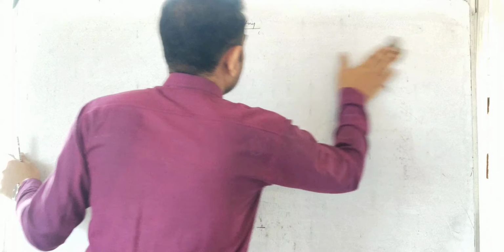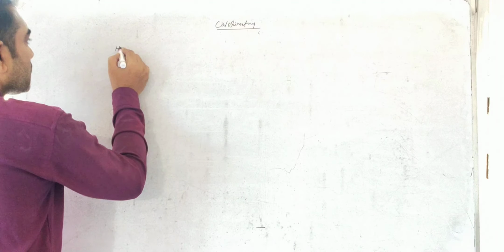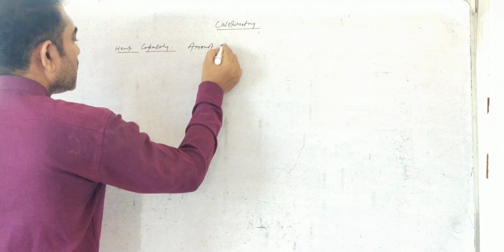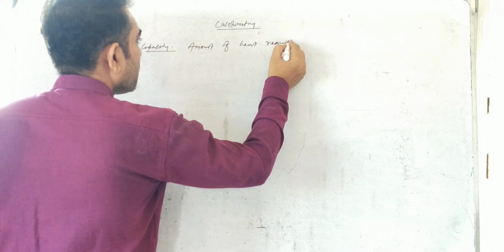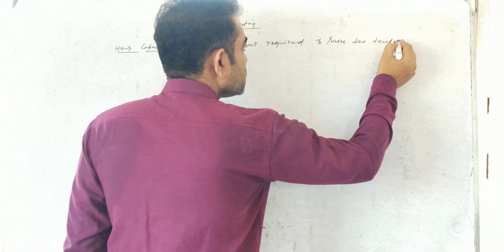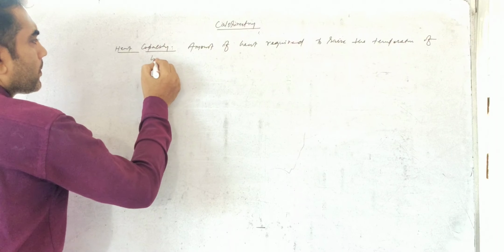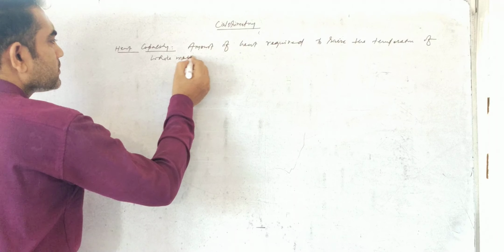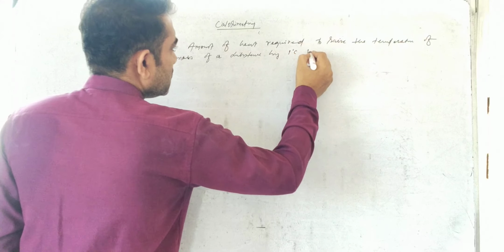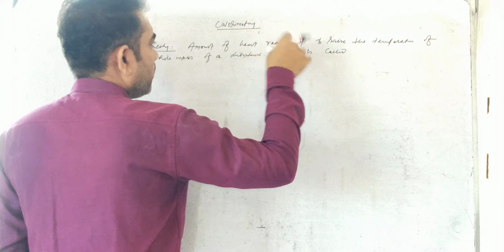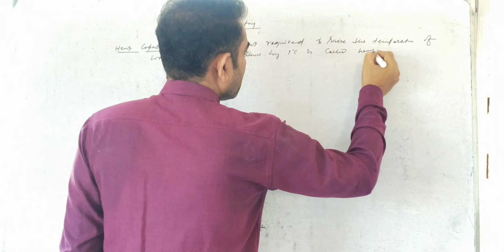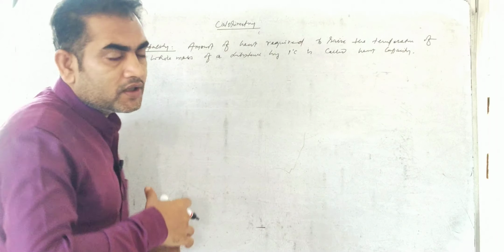So heat capacity: the amount of heat required to raise the temperature of the whole mass of a substance by 1 degree C, which means 1 K or 1 degree C, same, is called heat capacity. Okay, so heat capacity we understood.